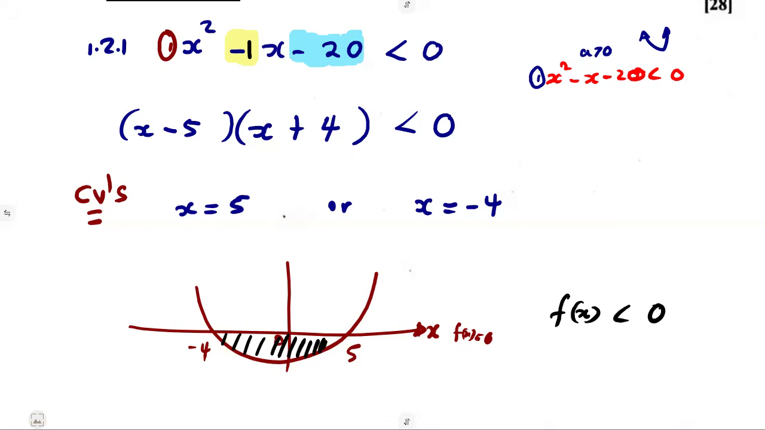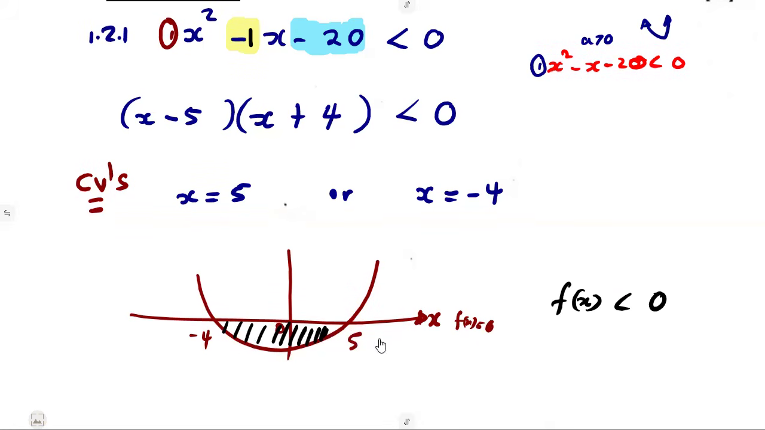So if it is in between like this, below this, and these are values that are in between, your solution will therefore be written as x is greater than the minimum value, this one. This is your minimum value, which is -4. So x is greater than -4. Remember, x is pointing at -4. But the same x is supposed to be less than the bigger value, which is 5. So it is less than 5.